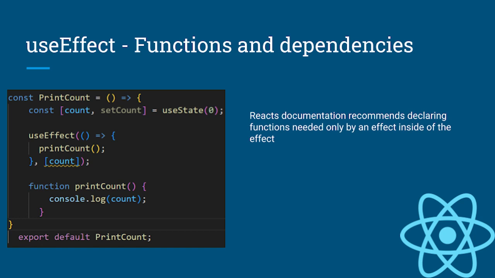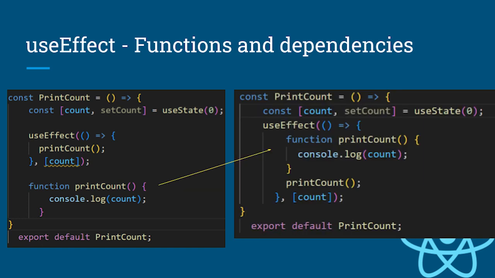However, in large examples with multiple effects and functions, it can be easy to lose track of what dependencies belong to which useEffect. To address this, React's documentation recommends declaring functions needed only by an effect inside of it, making it easier to see what values the effect depends on. For example, here we've moved the print count function inside the useEffect. This makes it clear what states or props the effect depends on, ensuring that your dependency array is correct.